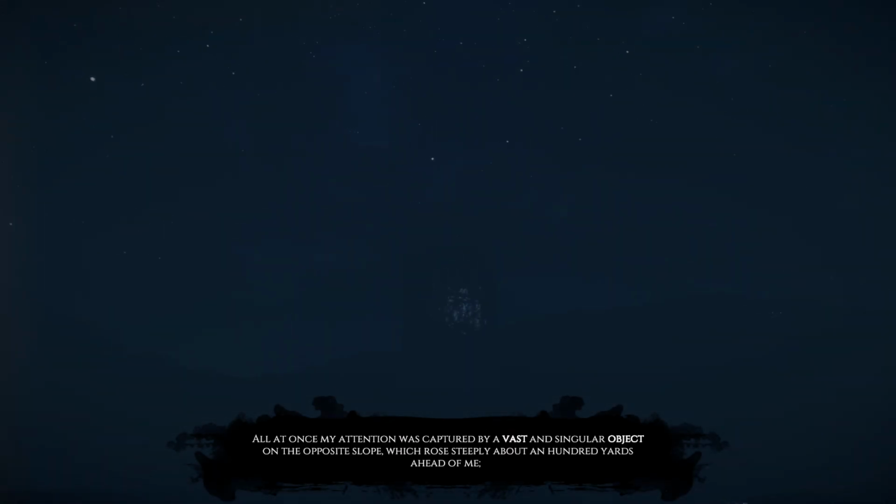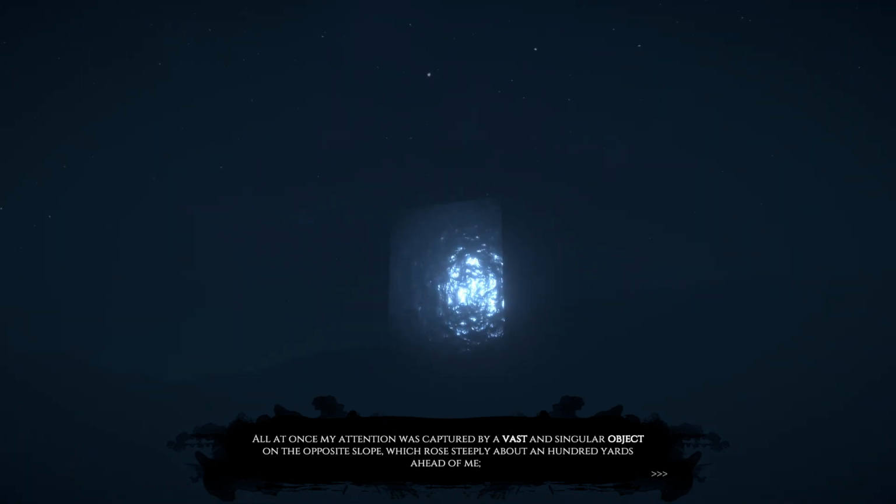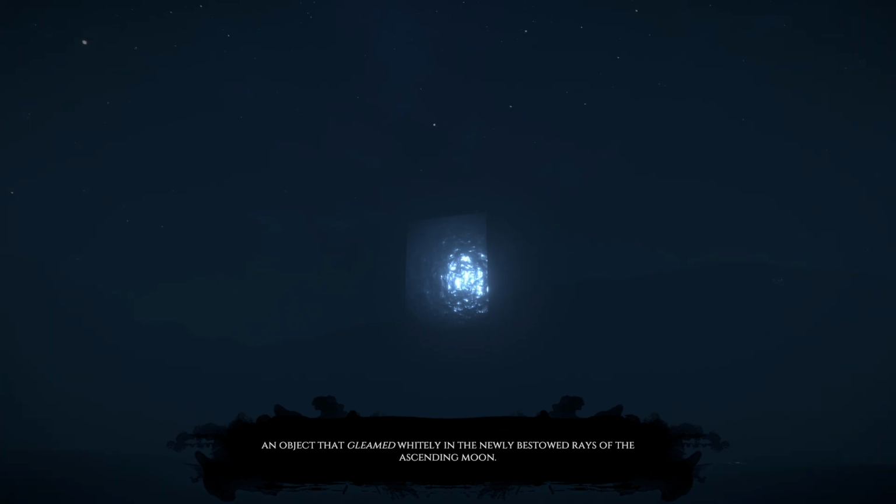All at once, my attention was captured by a vast and singular object on the opposite slope, which rose steeply about 100 yards ahead of me. An object that gleamed whitely in the newly bestowed rays of the ascending moon.